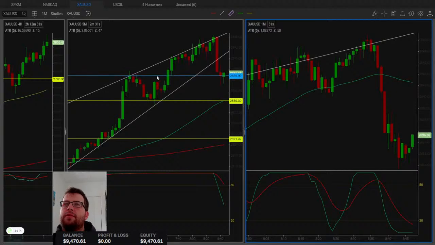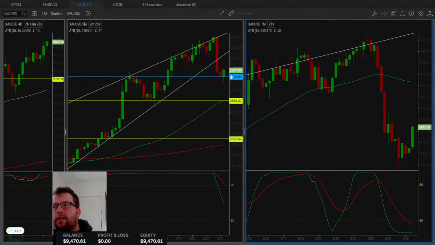See, if we actually move that down closer to the bodies of these candles, this actually makes a lot of sense. I could be right. It's doing it. It's doing exactly what I said it would.